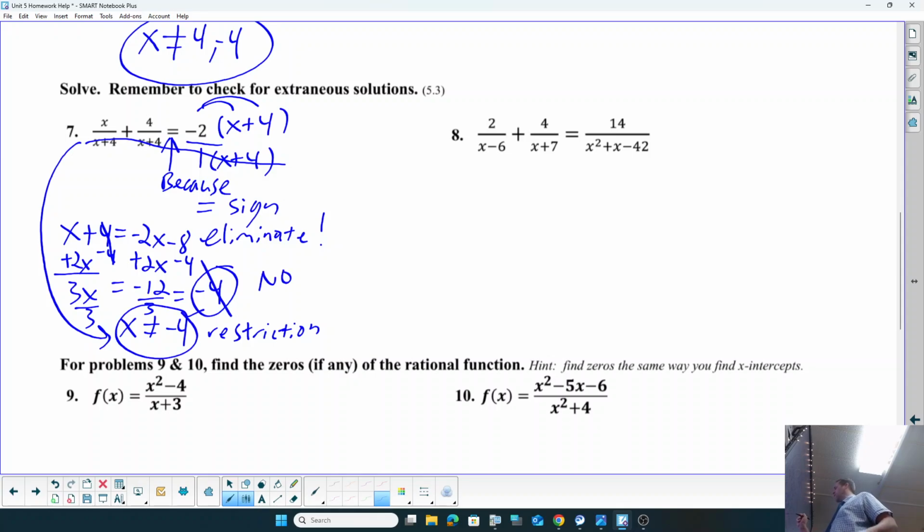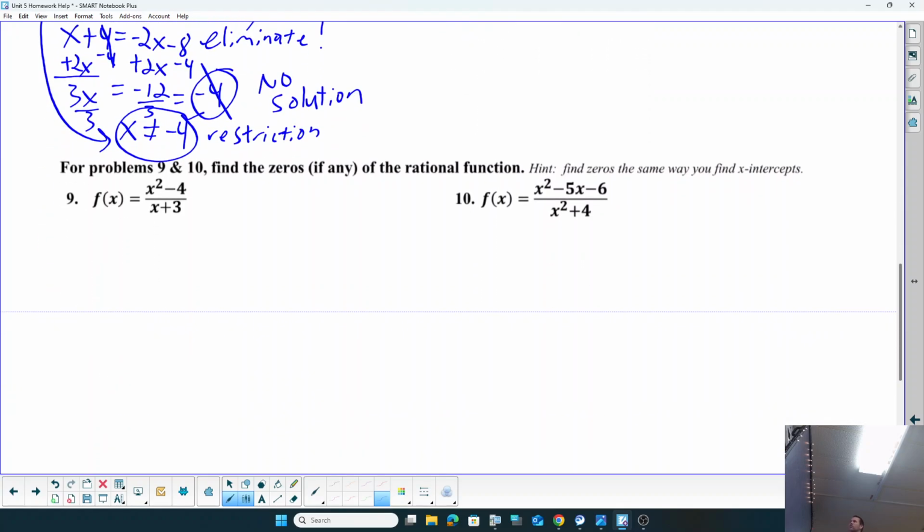No solution, because we got the restriction as our solution. If you plug it back in, you're going to get negative 4 plus 4, which is 0. Can't divide by 0. There we go.